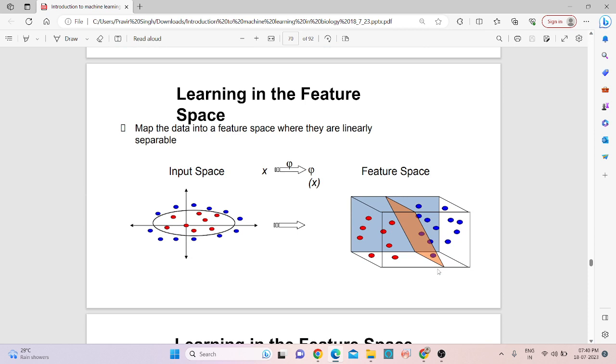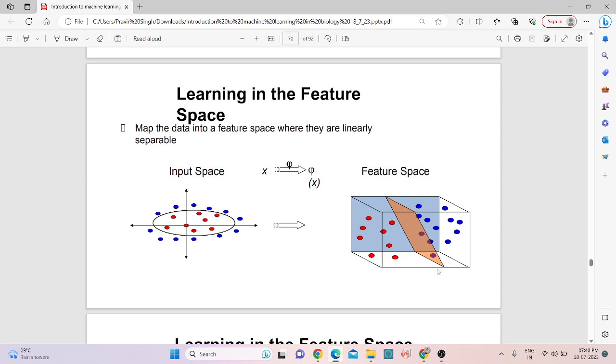So in the original dimension, in two dimensions, we cannot use a line to separate the data into two different groups. So what SVM does is it uses some transformation so that the data can be transformed into three dimensions. And in three dimensions, if the transformation is appropriate, then it may be possible to use a linear hyperplane to separate the data into two different groups.